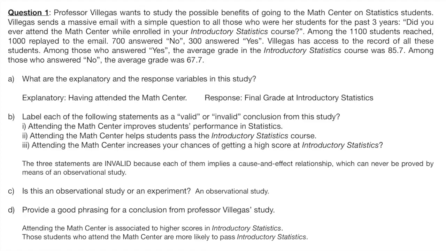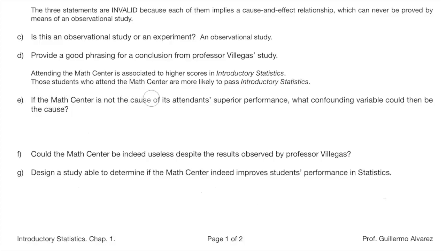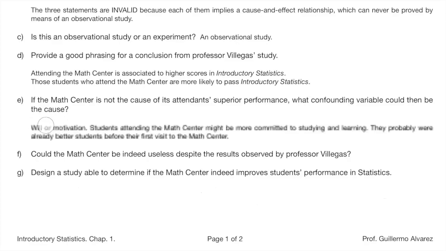This brings question E. If the math center is not the cause of its attendants' superior performance, what confounding variable could then be the cause? A likely answer is will or motivation. Those who attend the math center probably care more about the course and they probably study more and better. In other words, they are better students. But probably they were better students all the time, not just after attending the math center. They might have scored equally well even if they had not attended the math center at all.